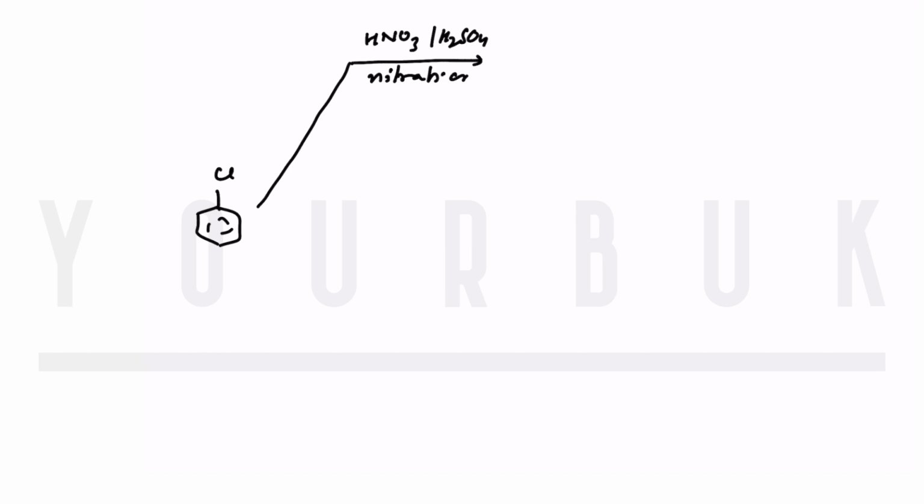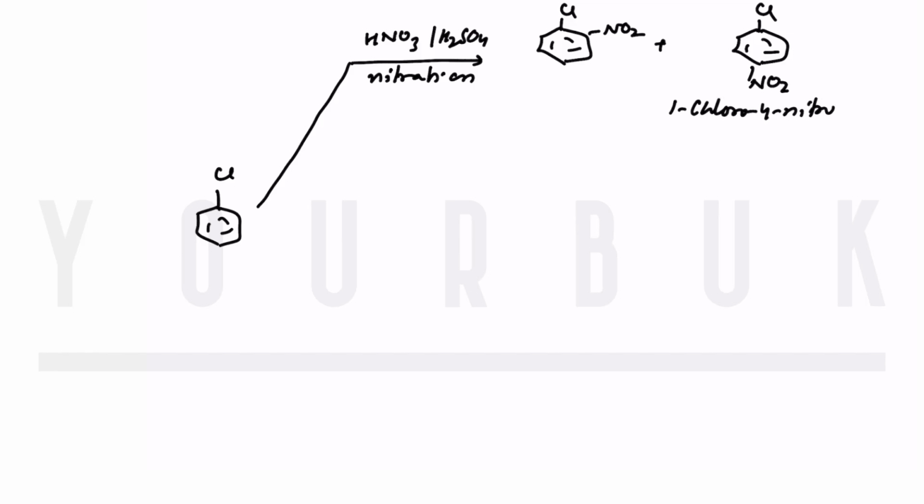Now more electrophilic substitution reactions of chlorobenzene. Now this is chlorobenzene. Now we are reacting it with HNO3 and H2SO4. This is called nitration of chlorobenzene. So it gives two products. One is the ortho isomer and the second is called the para isomer. This has an IUPAC name 1-chloro-4-nitrobenzene.